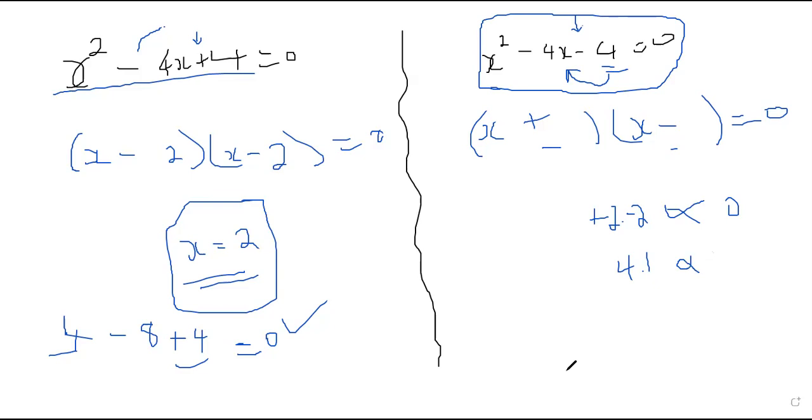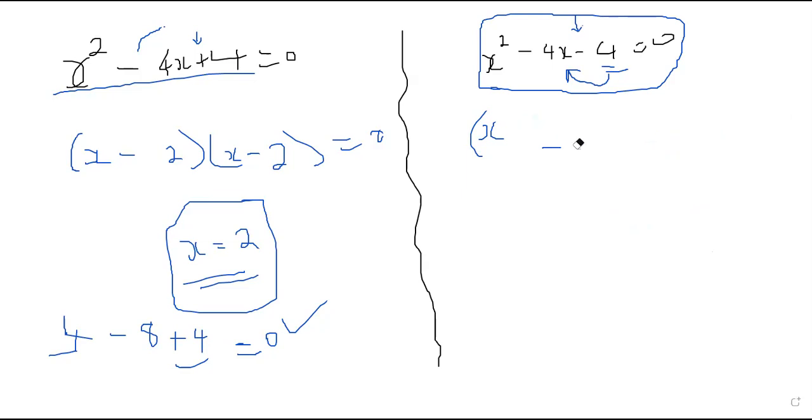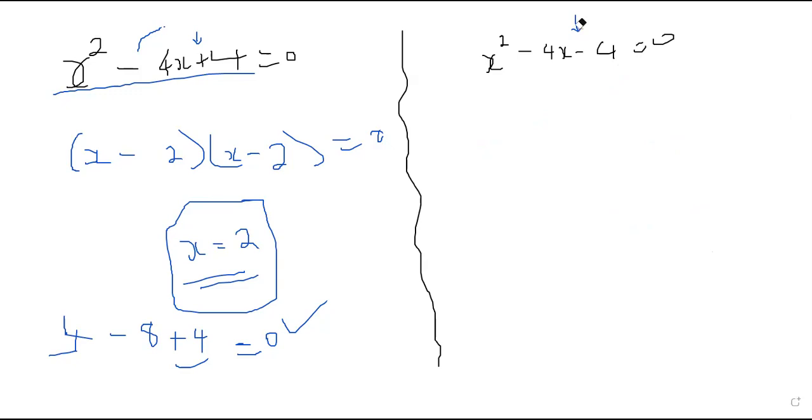So that is what brings us to this concept. Since we can't find this one using the difference of two squares, it brings us to the concept of completing a square. How do you complete a square? Listen to me, you have certain steps, right?